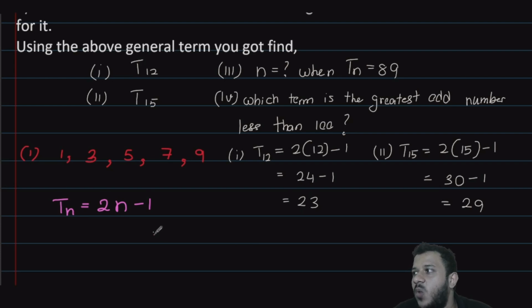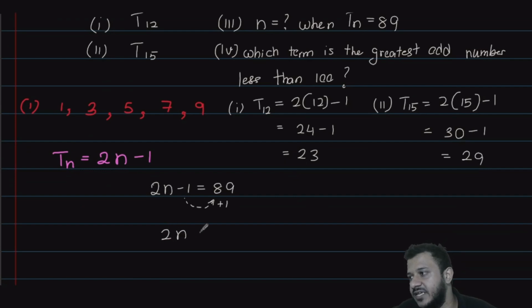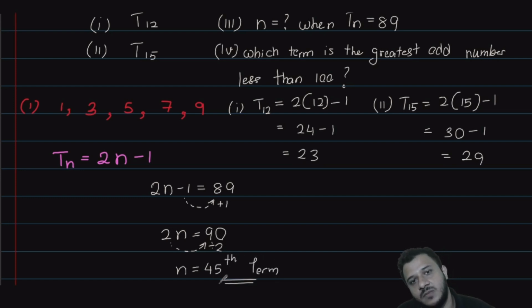And then they are saying what number gives the 89. So we will put 89. 2n minus 1 equals 89. This minus 1 will go to the other side as a plus 1, and that will give me 2n is equal to 89 plus 1, which is 90. Then this multiplied by 2 will come to the other side as a divided by 2. 90 divided by 2 is 45. So the 45th term gives you 89.